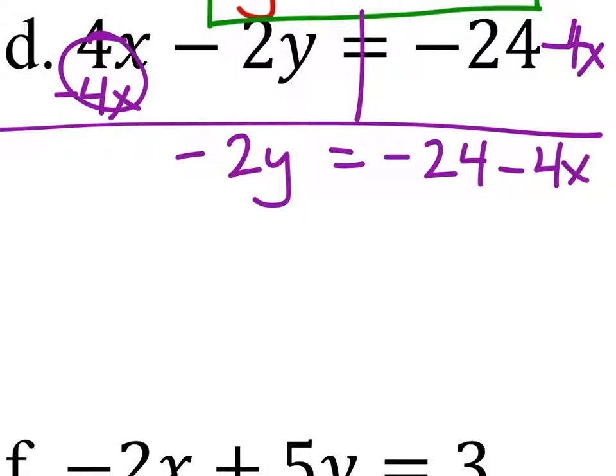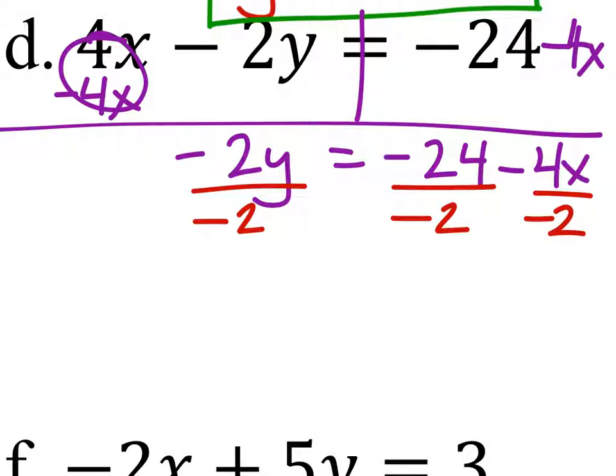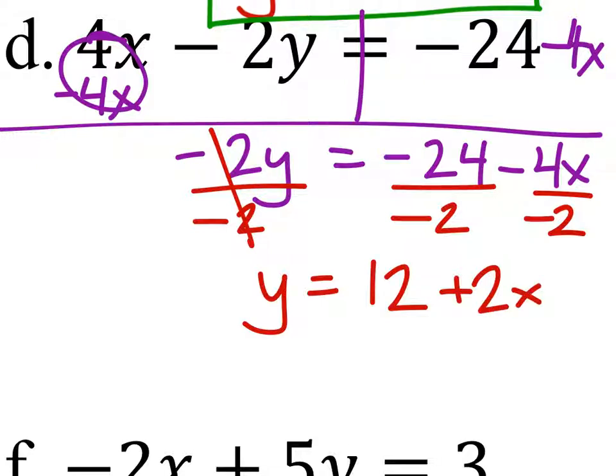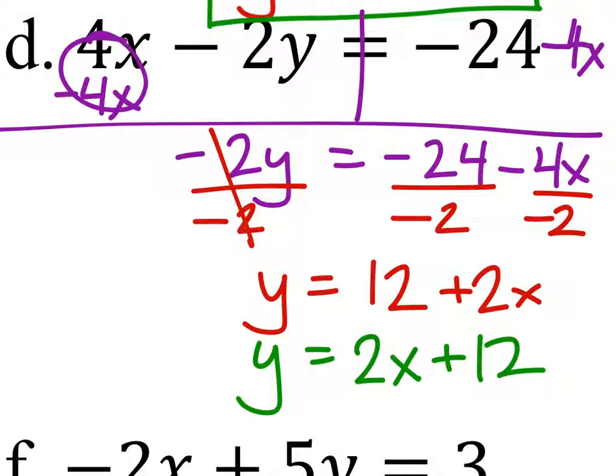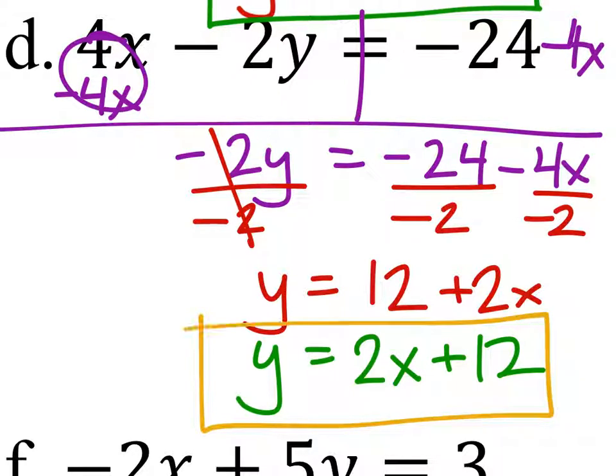Now what should we do? Yeah? Divide everything by negative 2. That sounds good. Divide everywhere by negative 2. So this becomes a 1y. That's good. That's what we want. Negative 24 divided by negative 2 is 12. And negative 4x divided by negative 2 is a positive 2x. The final thing is just to switch these. So we got y equals positive 2x, and then we got a positive 12. There it is.